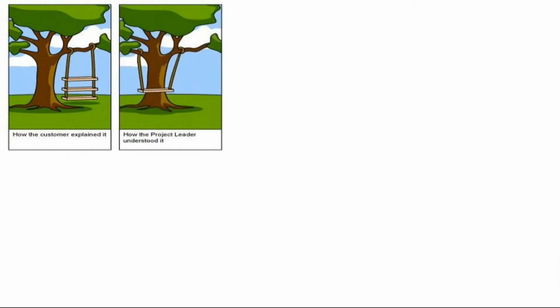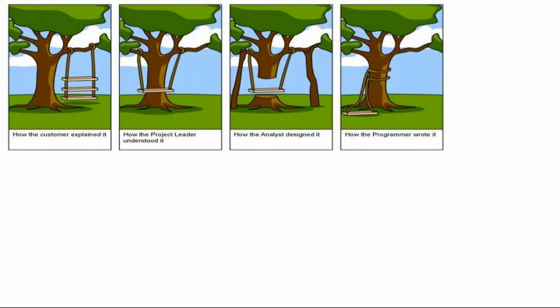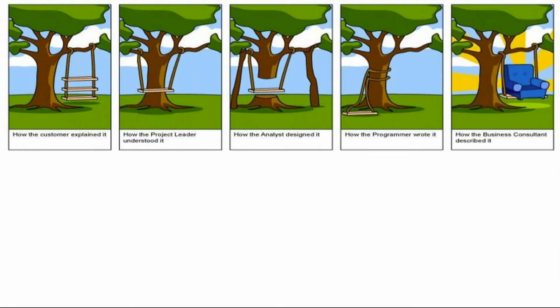So let's just talk about objectives. This is a cartoon, but if we start talking about objectives, you start talking to your customer or the marketing team that tells you what you want. Well, they explain it to you one way. The problem is the project leader understood it this way. The analyst designed it this way. This is how the software code was programmed to support it. This is the one I love, how the business consultant described it.